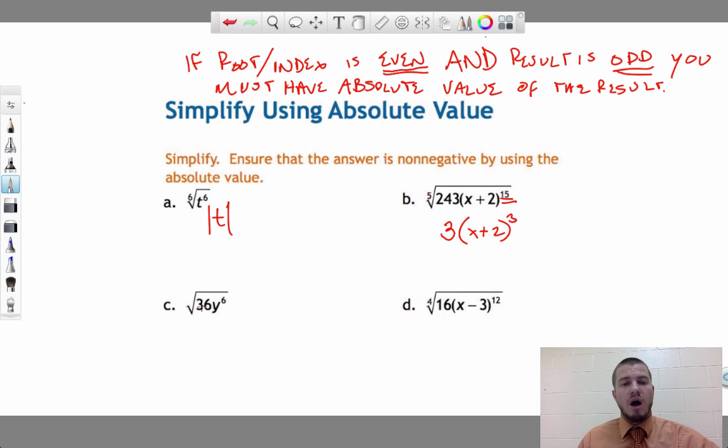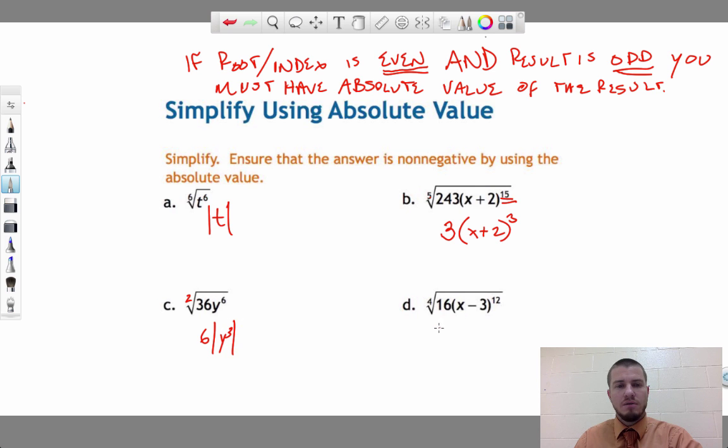The square root of 36 is 6. And the square root of y to the 6th, well, this is a square root, so 2 goes into 6 3 times, so that's going to be y to the third. I don't need to use the absolute value with the coefficients, only with the variables. So because this is y cubed, and that's odd, and the root was even, I need to have an absolute value around that y cubed.